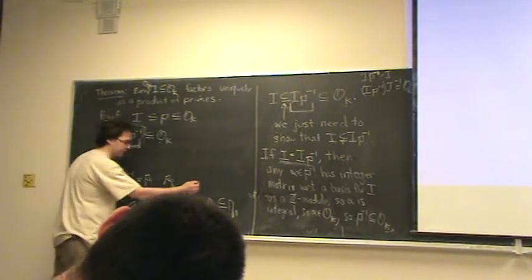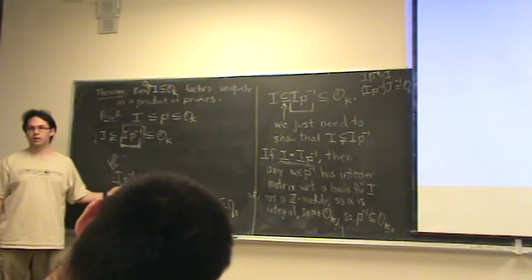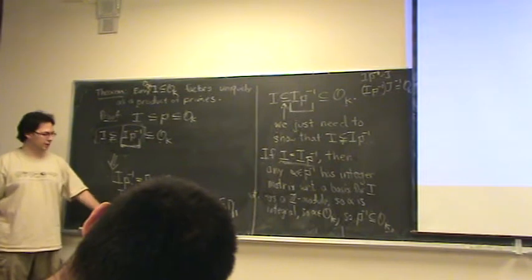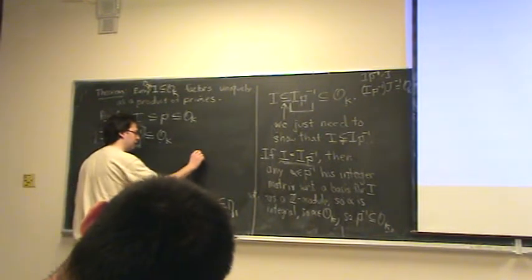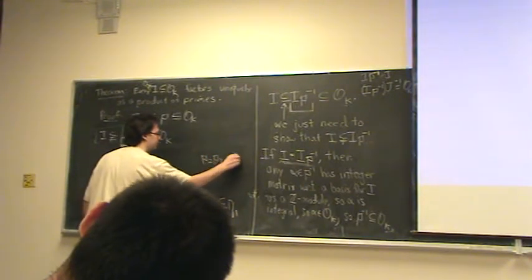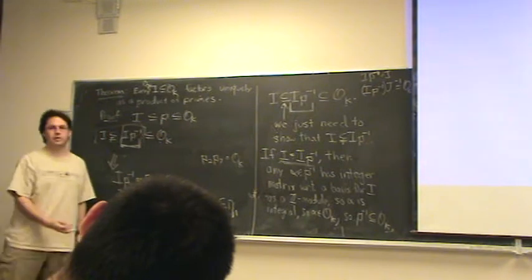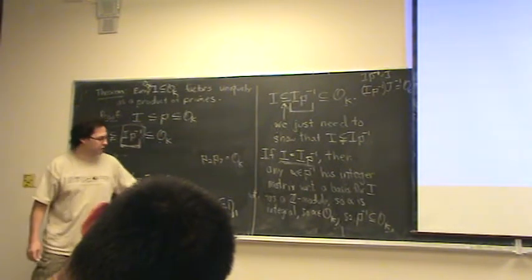So you can cancel them because it's a group. You just continue canceling in that way, doing this over and over again, and at the end of the day, you end up with a product of primes, let's say maybe P2 times P7, equal to the unit ideal. So that's what you get at the end after you cancel as much as possible. As long as you have something on both sides, you can always cancel.